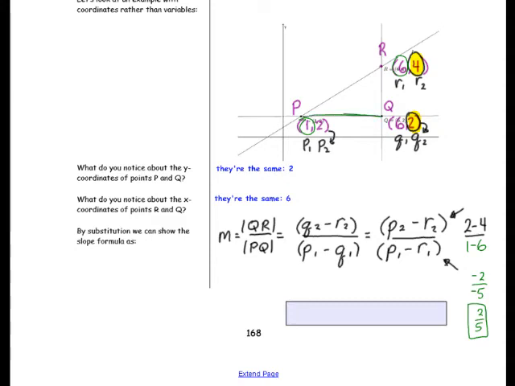This has a difference of 5. That's our horizontal change. And then our vertical change is a difference of 2. So our slope is 2 over 5.